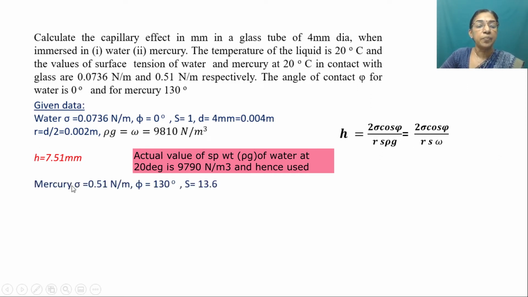And for mercury, the specific gravity equals 13.6 and the angle of contact is 130 degrees. If you substitute these values in this equation, you will get the H value as minus 2.46 mm. The minus value indicates that it is not capillary rise but capillary fall. This can also be ensured because here the angle phi is higher than 90 degrees, so mercury is a non-wetting fluid. Instead of capillary rise, you will get a capillary fall. So the capillary fall for mercury equals minus 2.46 mm.